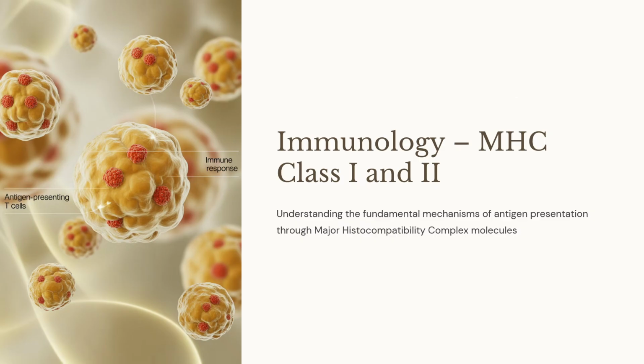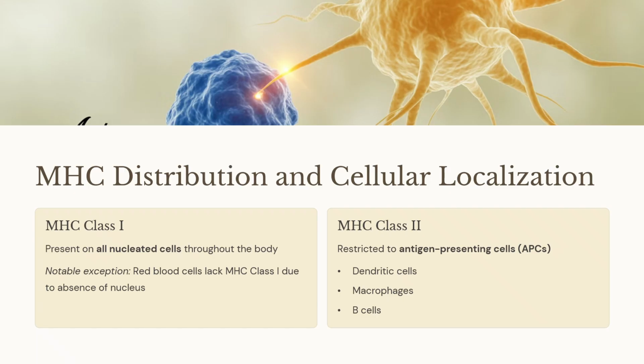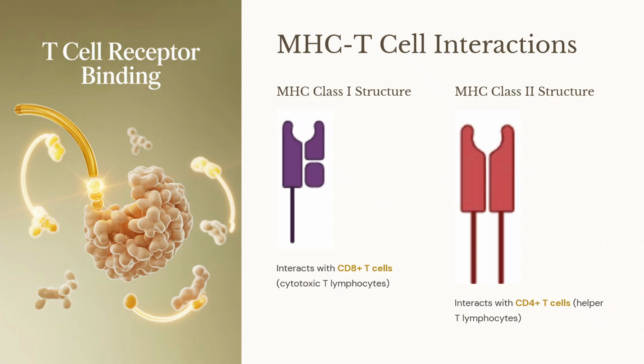So first I'm starting with MHC class 1 as well as MHC class 2. What about MHC class 1? MHC class 1 is present on all nucleated cells. So red blood cells lack the nucleus and they also lack MHC class 1. MHC class 2 is restricted to the antigen presenting cells like the dendritic cells, macrophages as well as the B cells. So this is MHC class 1 and this is MHC class 2.